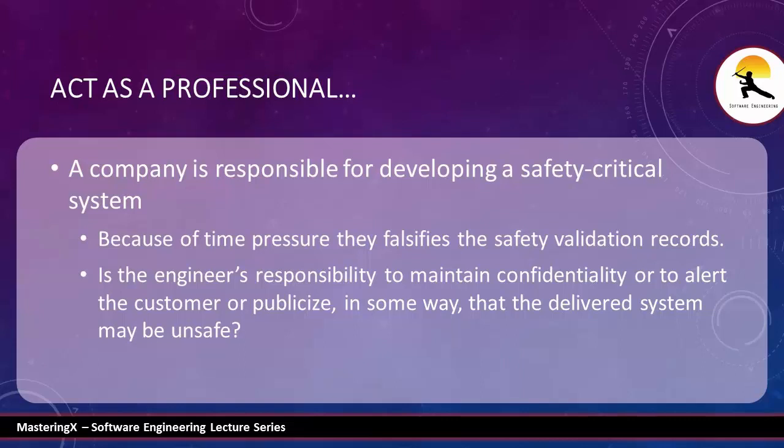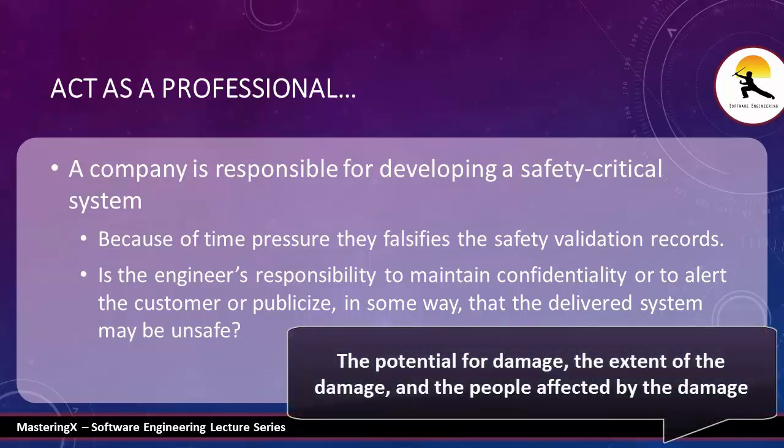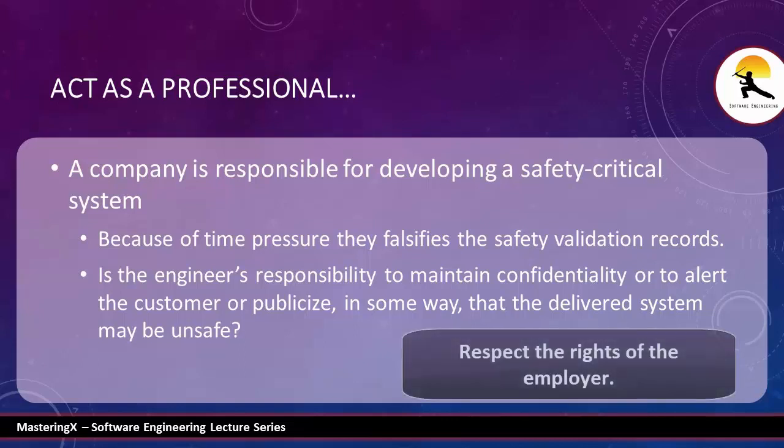The appropriate ethical position here depends on the views of the people involved. The potential for damage, the extent of the damage, and the people affected by the damage should influence the decision. If the situation is very dangerous, it may be justified to publicize it using the national press or social media. However, you should always try to resolve the situation while respecting the rights of your employer.